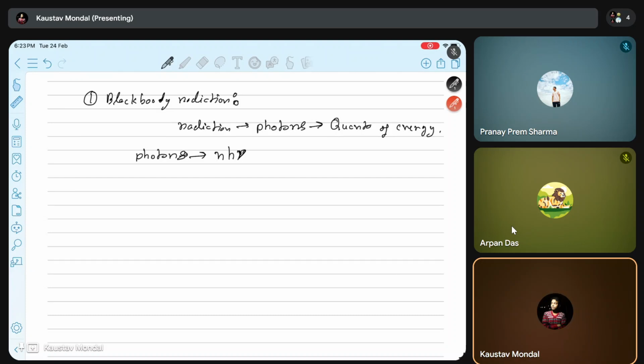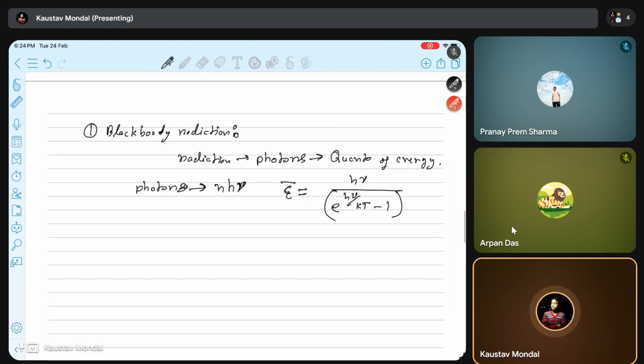So if you consider that each photon can have energy of nh nu, then using this you can calculate the average energy of each photon. That is E bar, which can be mathematically calculated in quantum mechanics. The expression of E bar is given by h nu divided by e to the power h nu by kT minus 1. So this is the average energy, and this is the average energy for black body radiation.